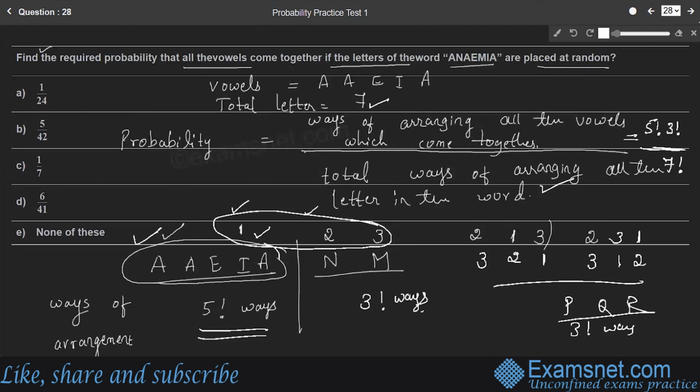So that is the probability that all the vowels come together in the given one. Look at the options. Option C is the right answer.